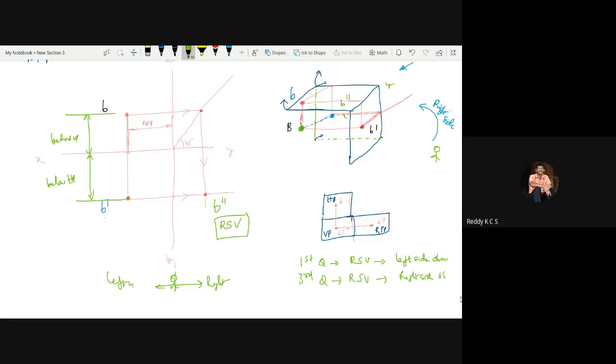Whereas in the first quadrant, above HP distances, in front of VP distances, and in front of right profile plane distances will be given. So based on that, we can draw the side views. See, this is about the first and third quadrant I have discussed. So any doubts regarding these two side views?